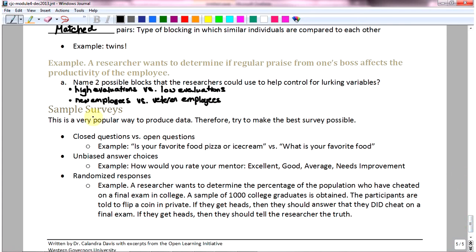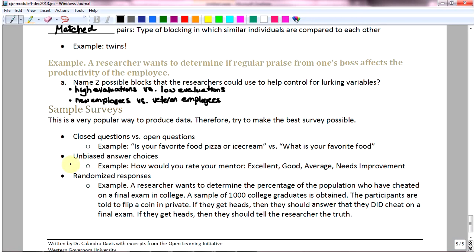Okay, lastly, we want to talk about sample surveys, which is a very popular and common way to produce data. So it's important to try to make the best survey possible so that you can have some valuable results. So when writing survey questions, you can have closed questions or you can have open questions. So an example of a closed question would be, is your favorite food pizza or ice cream? Well, clearly that's not a good question, because what if someone's favorite food is neither of those two things? So an open question that would be better is, what is your favorite food?